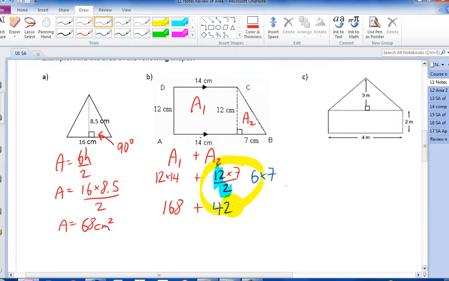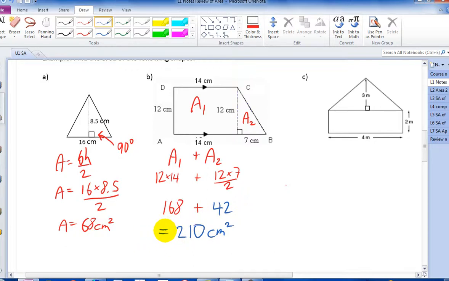Or use your calculator. The little tricks like that are good to use. Remember, it's a triangle. That's all we have to do, divide by 2. Then you can add them up. Okay. So I think it's 210 centimeters squared.